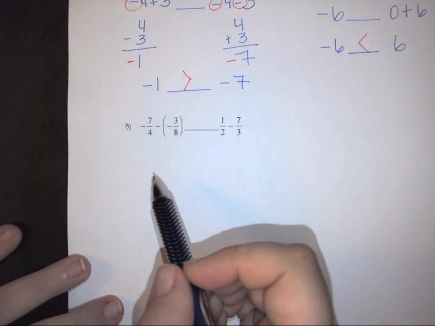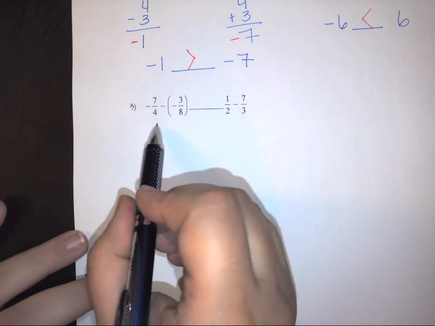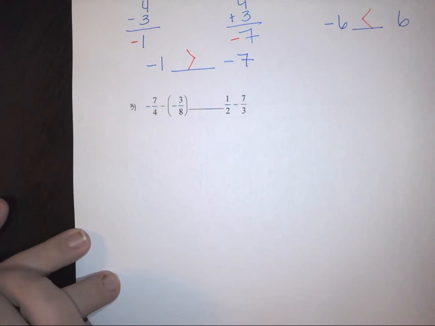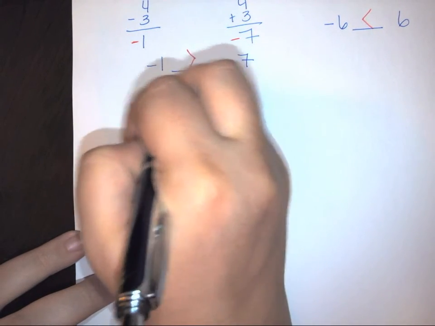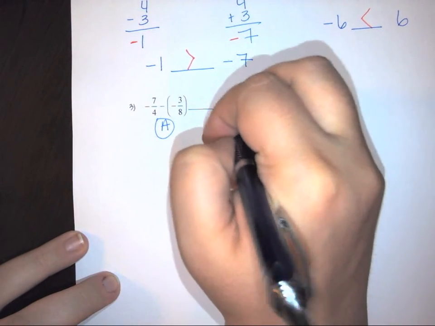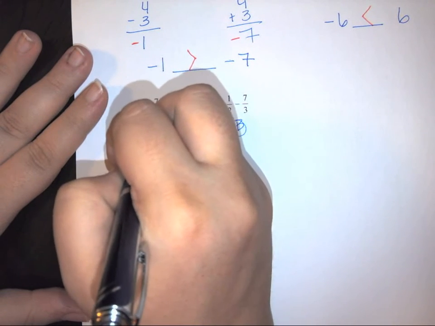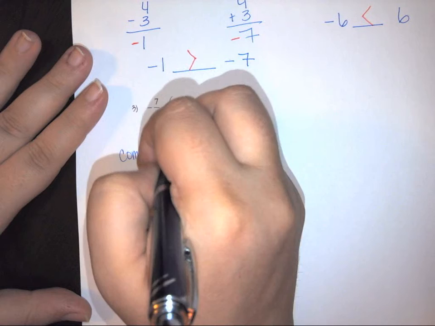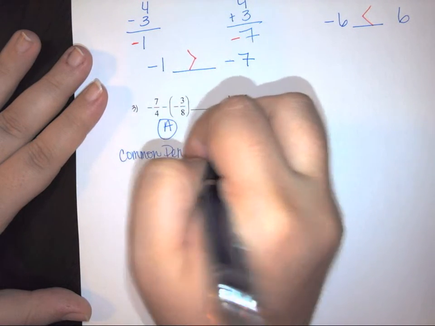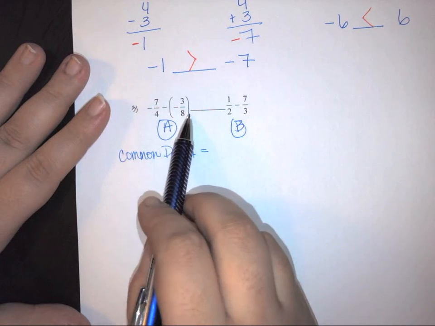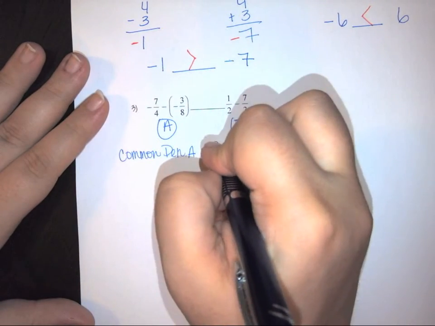Now here I've got some fractions, so this is going to take a little bit of work. You have to find common denominators between both sides. Okay, so let's call this side A and let's call this side B. So I need to have a common denominator for side A, and I'm looking at 4 and 8. So what's common between 4 and 8 is going to be 8.